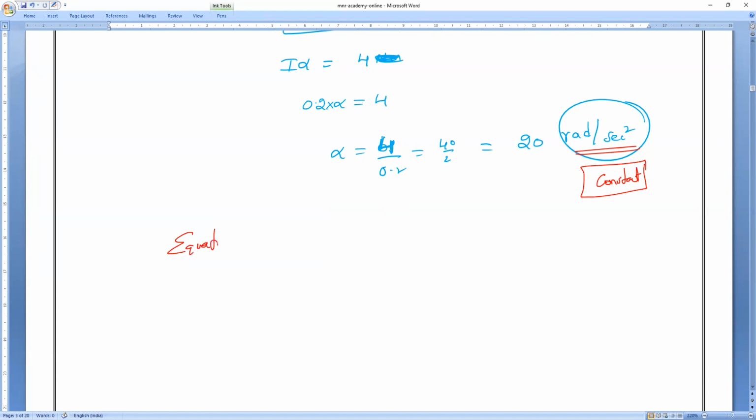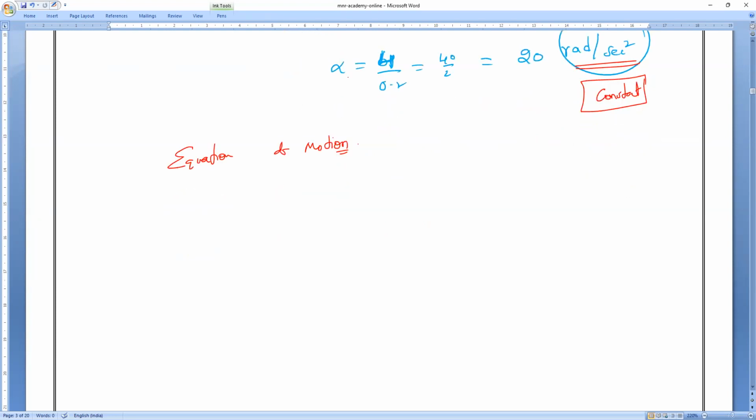Everybody, constant acceleration, equations of motion. They are asking velocity. You know the initial velocity, you want the final velocity, and you know the time period and acceleration. So which equation will you prefer? Anybody? Distance is not needed, only velocity and time period. So which equation? First equation.